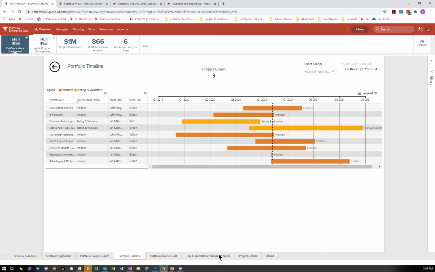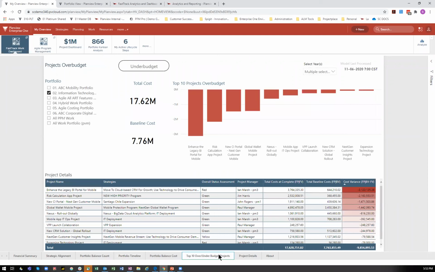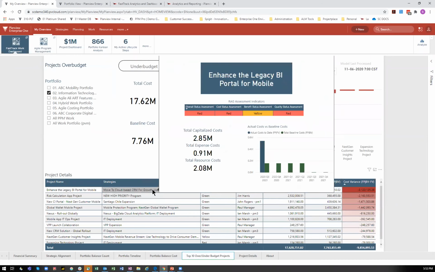Ultimately, what this also does is help raise and bring to light any exceptions with, in this case, the IT portfolio. So in this instance, I'm looking at my top 10 over and under budget projects. Right now, I'm looking at projects that are over budget. I could see here my enhanced the legacy BI portal is over budget. And without having to drill into it, my tooltip opens up and gives me a summary view of it.